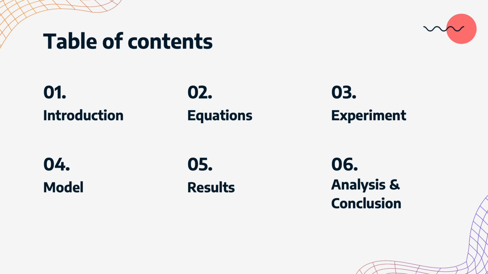So, a little bit about our table of contents, what we're going to be talking about today. First is the introduction of the experiment. Second is our equations. Third is our experiment. Fourth, we're going to talk about the model. Fifth, we're going to talk about the results. And then sixth, we're going to talk about our analysis and conclusion.